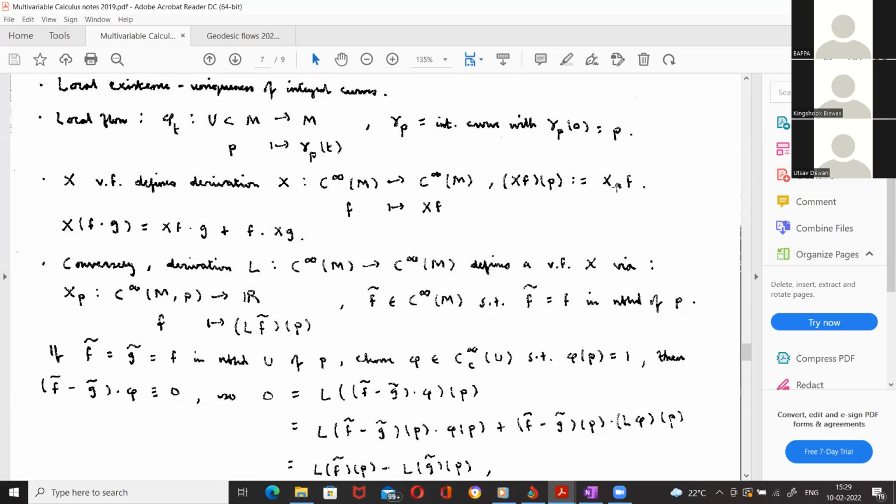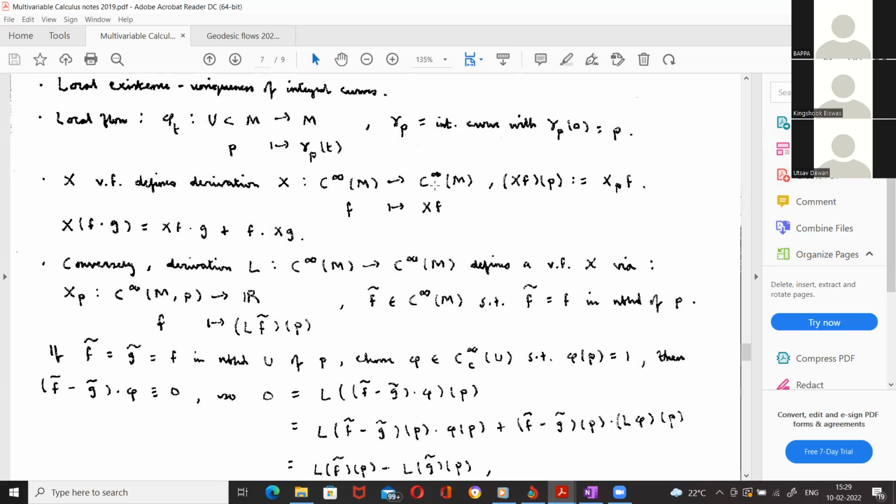So remember, X_p is a tangent vector at p. So it's a derivation at p. So it acts on a function defined near p. So it can act on f and give you a real number, right? So X_p at f is defined to be the value of the function Xf at p. Is this clear? So this gives you a map from C infinity(M) to C infinity(M).